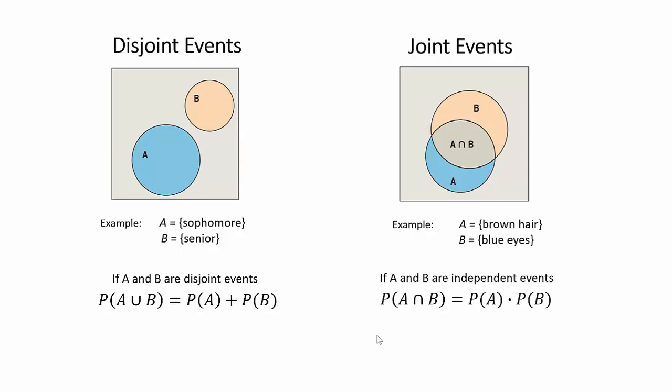And now notice, we didn't talk about how to find the probability of A or B if they are not disjoint. That is something else we will come back to in the future.